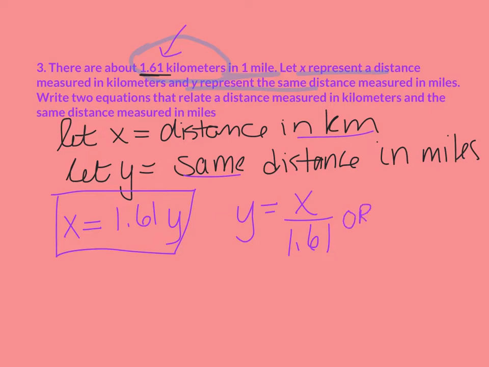Or, like we've been talking about, y is equal to 1 over 1.61 x. And if you actually did that math of 1 divided by 1.61, you would end up with y equals 0.62 x. So the point here is that any of these would be correct. However, the one that I think you're more likely to come up with would be this first one right here.